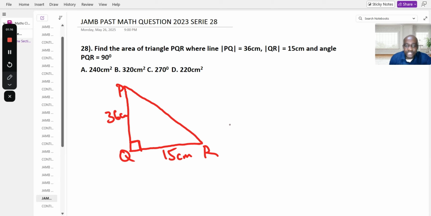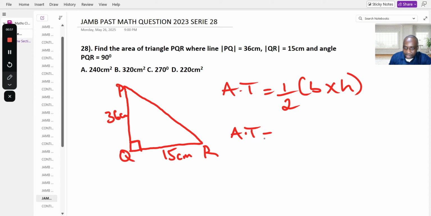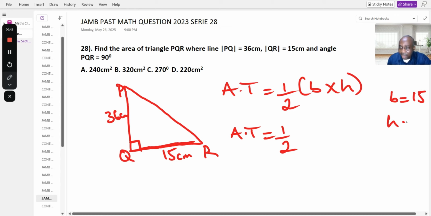And the question say we should look for what? Find the area of the triangle. When you see question like this and the question said that you should find the area of triangle, what is the area of that triangle? Area of triangle will give us half base multiplied by height. This is the formula for the triangle we are going to use. A, area of triangle 1/2. What is our B? Let me write it out. Which is base? The base is the down one. Base is 15. What is our height? Our height is hypotenuse, which is 36.